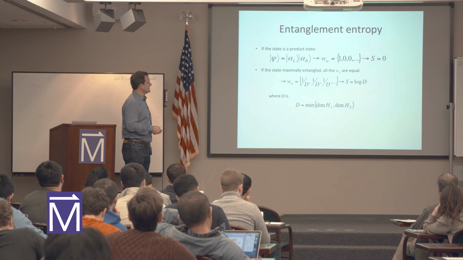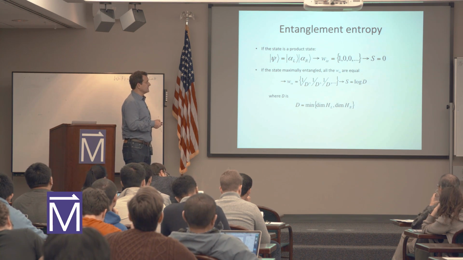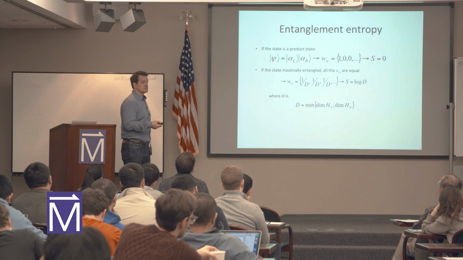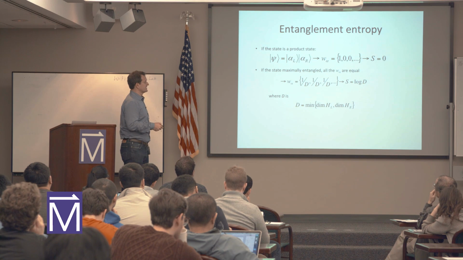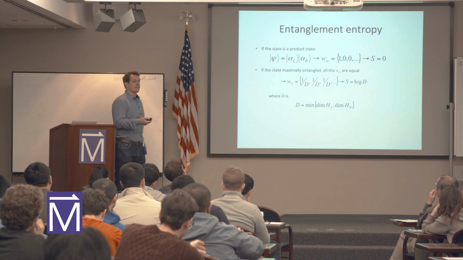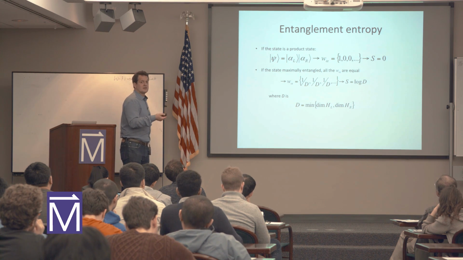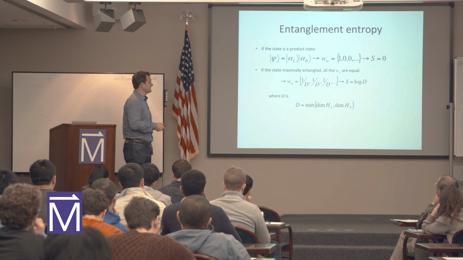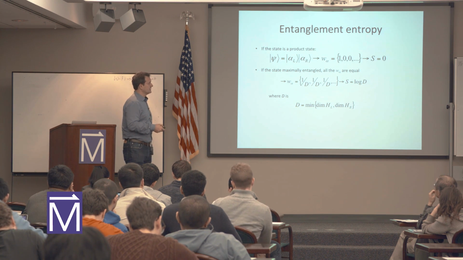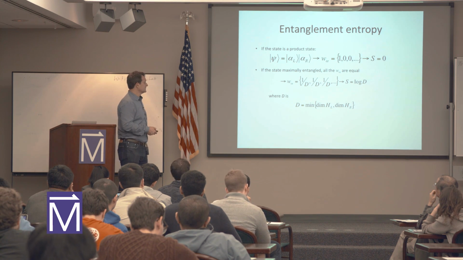Now we can generalize this and see the following. If the state is a product state, we only have one Schmidt coefficient surviving, and all the rest are 0. And the entanglement entropy is 0. So basically, 0 entanglement entropy tells us that it's a product state. And if it's maximally entangled, they're all proportional to 1 over the dimension, and the entanglement is log d, the log of the dimension of the Hilbert space.